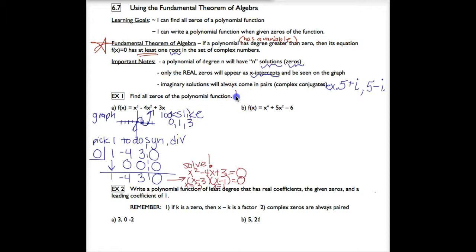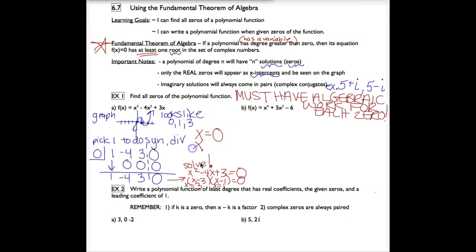I'm going to write that in big letters up here. You must have algebraic work for each zero, not just graph work. So you can see I've got 3 solutions here, which should make sense because the degree is 3. My work for x equals 0 is the synthetic division. That's algebraic work. My algebraic work is down here for x equals 1 and x equals 3. So those are my 3 zeros. I know I found them all because 3 is the degree. I can't have more than the degree.